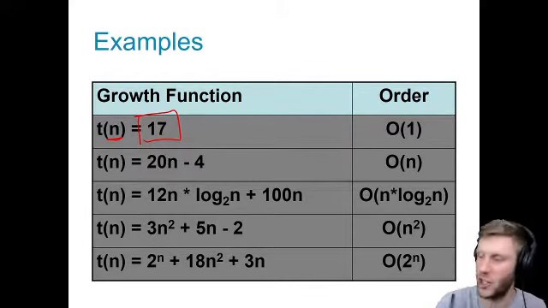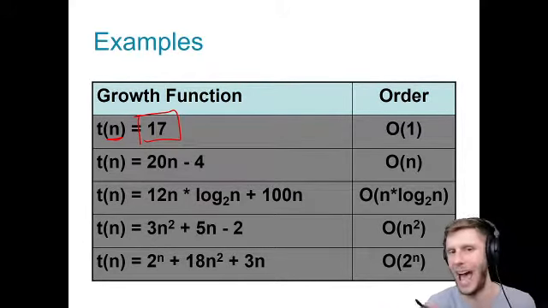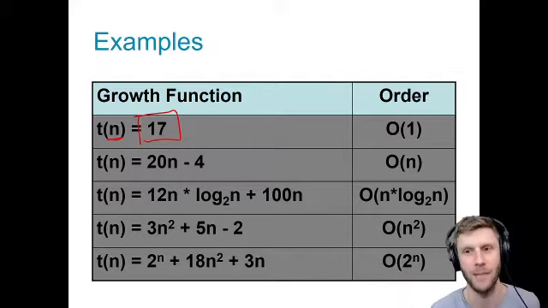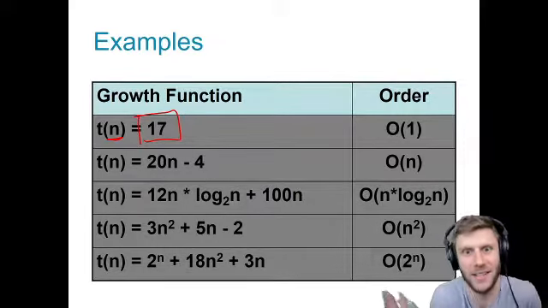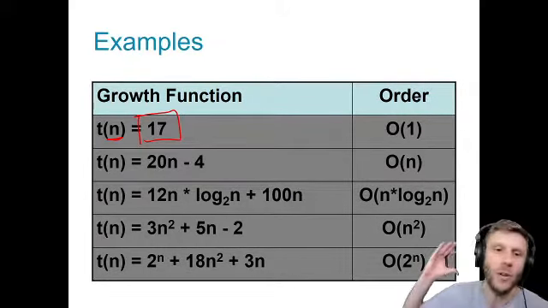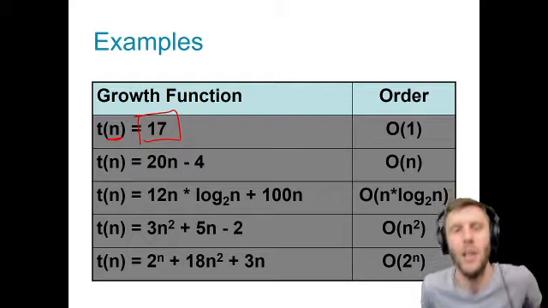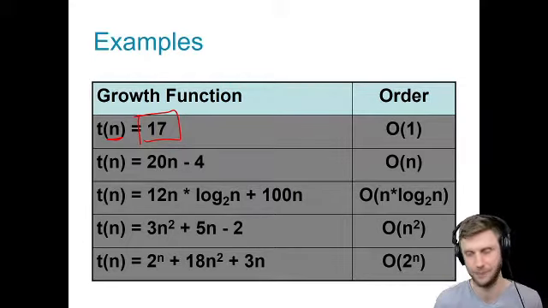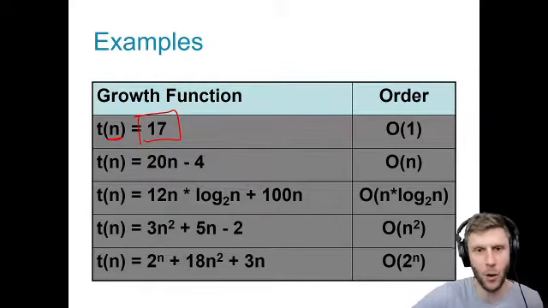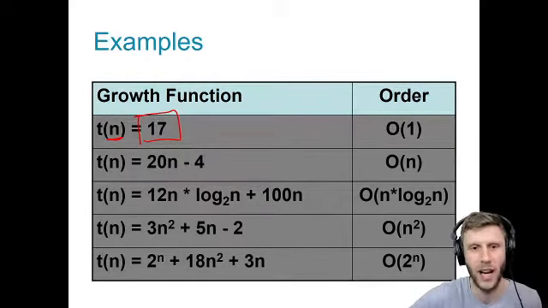So this function, if we found a chunk of code that happens to have a T of n of 17, that function grows at a rate of 1. I don't care how big n is. No matter what, it takes the same amount of time. It's order 1. And you're like, well, shouldn't it be order 17? Well, no, because we don't care about coefficients.